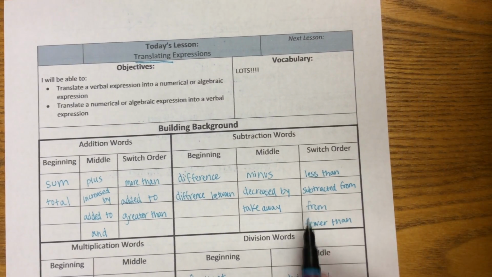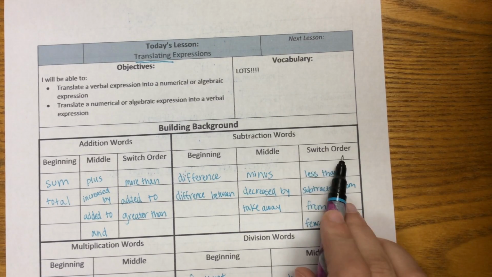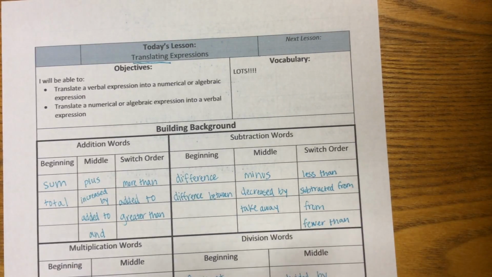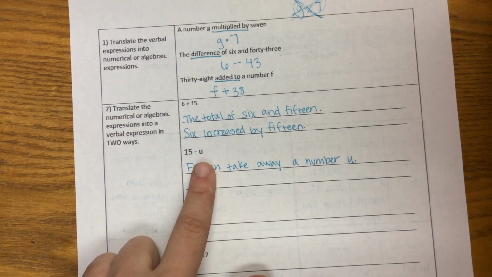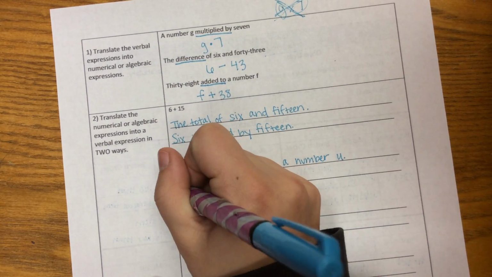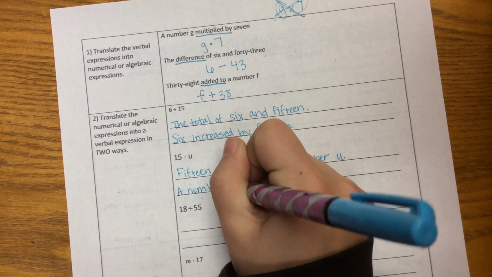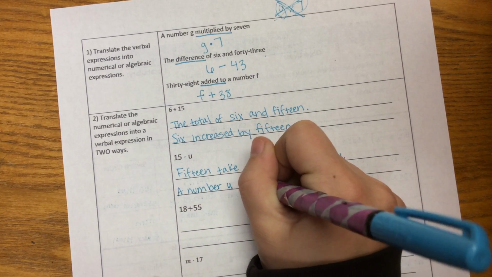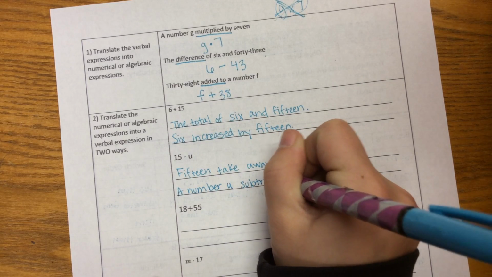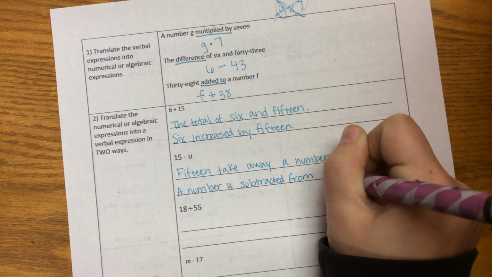Then I'm going to pick one from the switch order. I'm going to use subtracted from. I like that one, subtracted from. So this one's a switch order. So what that means is we're going to take the two and switch them around. Okay, and it does go in the middle, but we're going to switch. So I'm going to start with the u, because it switches the order. Okay, so I'm going to say a number u subtracted from 15.